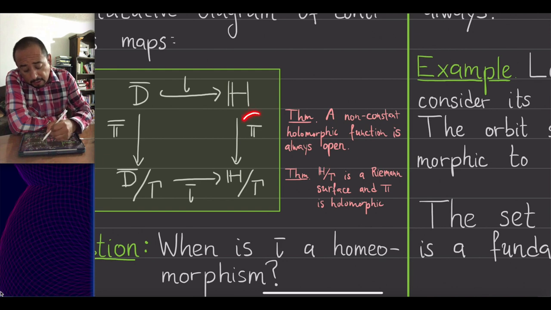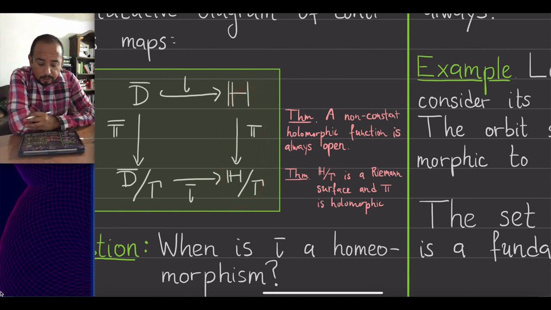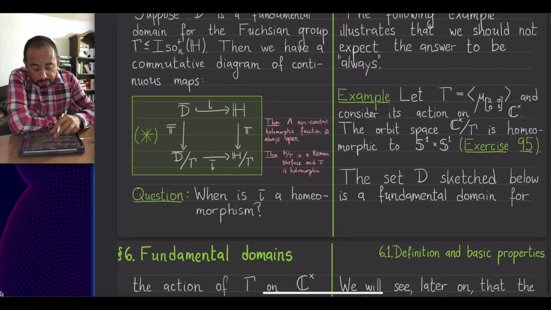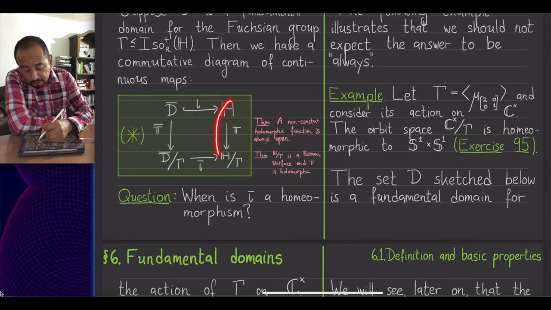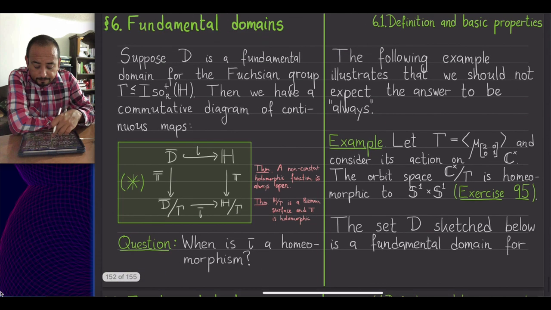Okay, but now, being holomorphic, this map is open. It's another theorem from the theory of Riemann surfaces. So at least we know that this map is open even when gamma has elliptic elements.